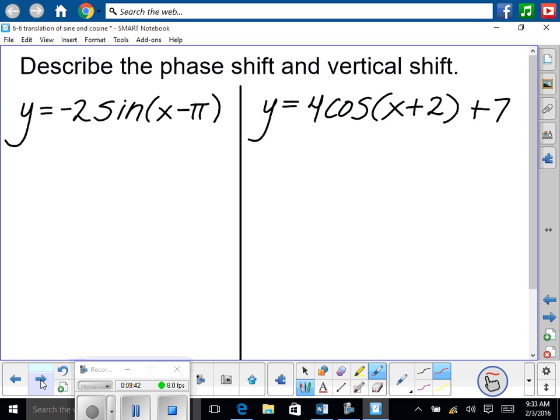So let's just quickly do these ones, they're the easiest. It says describe the phase shift and vertical shift. So looking at it, we know my amplitude is 2, right?